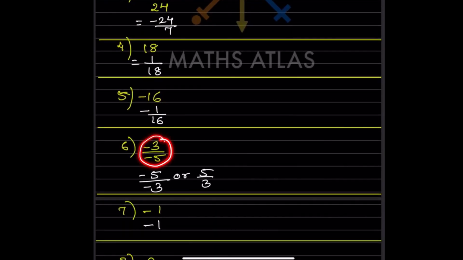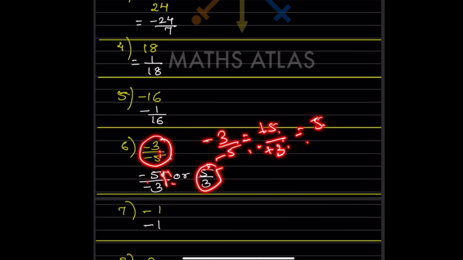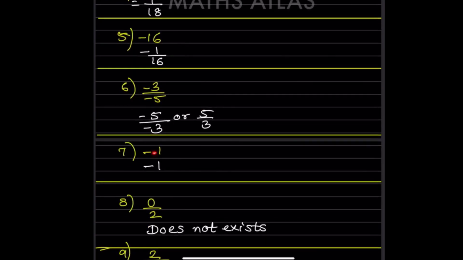Now here, you can write this as minus 3 by 5. You can write here minus 5 by minus 3. So the reciprocal of that is going to be, we have already taken the reciprocal over here. So the answer should be 5 by 3, because minus becomes plus. So now look at here, minus 1 divided by 1. The reciprocal is going to be 1 by minus 1. So it is going to be minus 1.